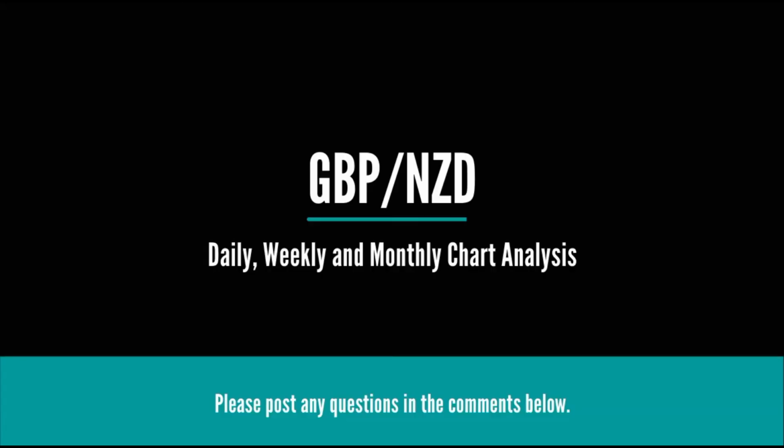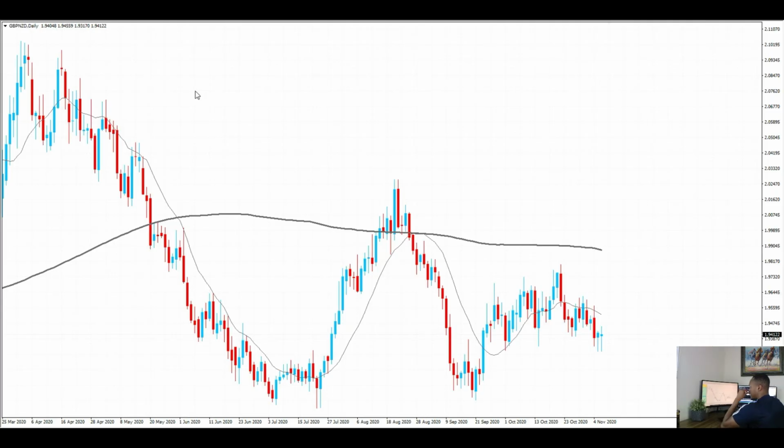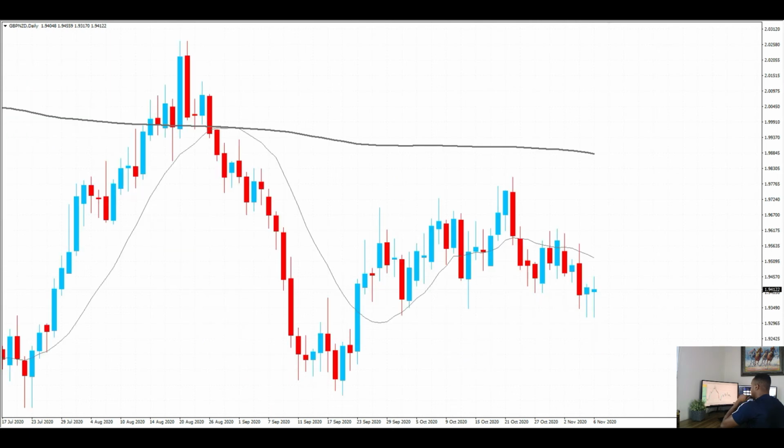Now let's take a look at GBP NZD. Okay, so for GBP NZD on the daily chart, you can see we had a push to the downside over the past few days. We had a little bit of a channel going through the market. As you can see, you have this channel here, connect the highs and the lows, and we had a break to the downside, but you can see quite low momentum.